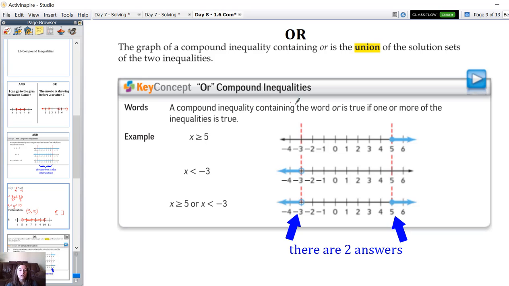A compound inequality containing or is true if one or more of the inequalities is true. So here we've got x greater than or equal to 5. So from 5 we are increasing. Then x less than -3. So now we're decreasing from -3. Notice here there's no overlap. We have arrows going in opposite directions, so there are two different answers here. We could have an x value that's bigger than 5 or equal to it, or we could have an x value that's less than -3, but nowhere in between.